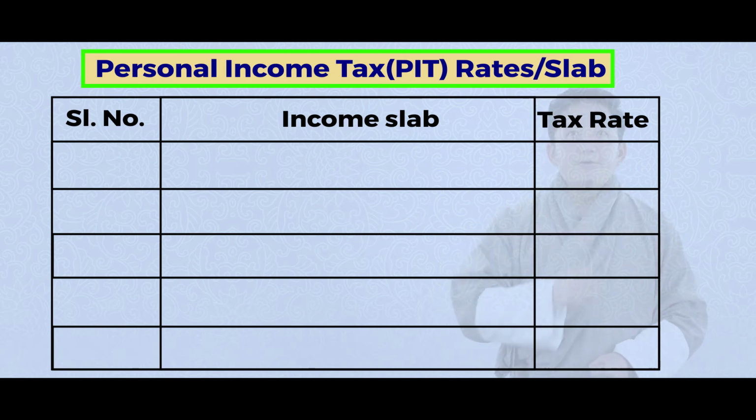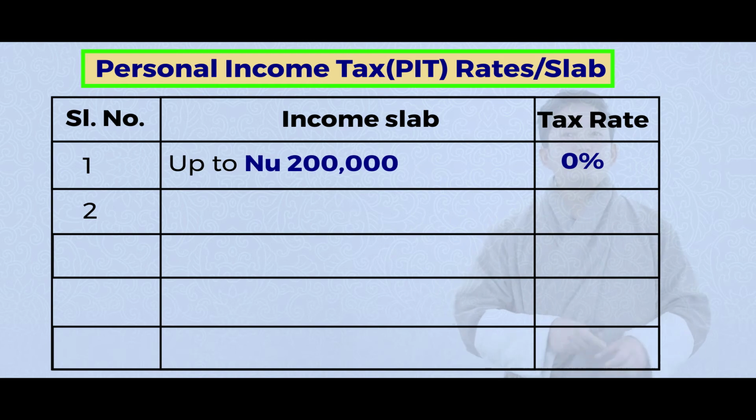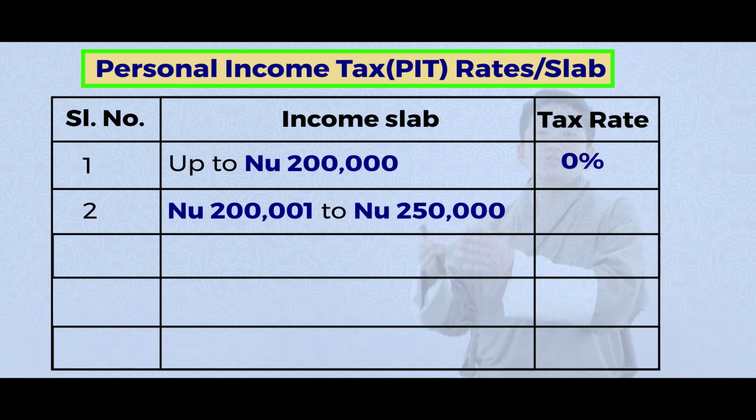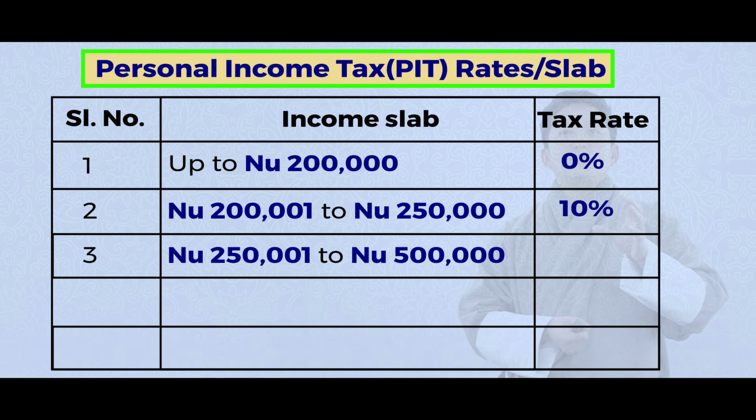So in the tax slab, in serial number 1, we have up to Nu 200,000. So the tax rate for income up to Nu 200,000 is 0%. That means up to 200,000, we don't need to pay the tax. Then in the second slab, if your total income exceeds Nu 200,001 till Nu 250,000, then you have to pay 10%. And in the third slab, Nu 250,001 to Nu 500,000, if that is your total income, then you have to pay 15% tax.